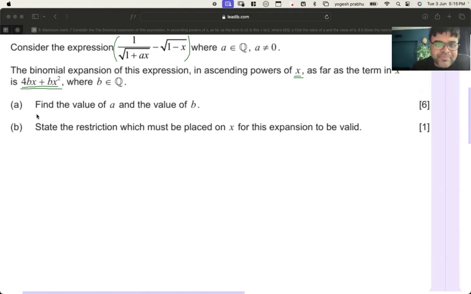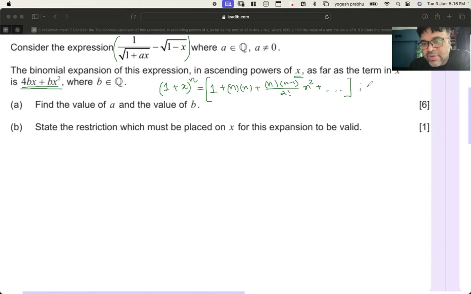So how do we solve this? First, you need to know the binomial theorem for this. The formula is (1 + x)^n, when n is a rational number, can be expressed as 1 + nx + n(n - 1)/2! x squared and so on and so forth. This formula is also given in the formula booklet. Just one note: the absolute value of x has to be less than 1. That's the condition for the advanced binomial theorem.